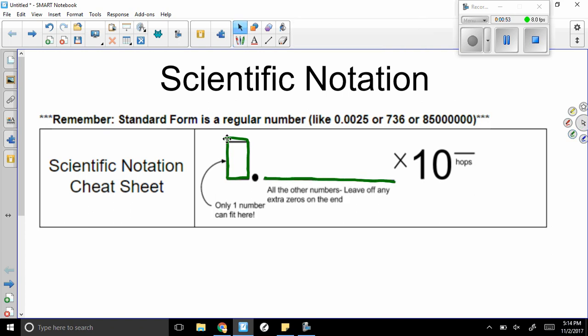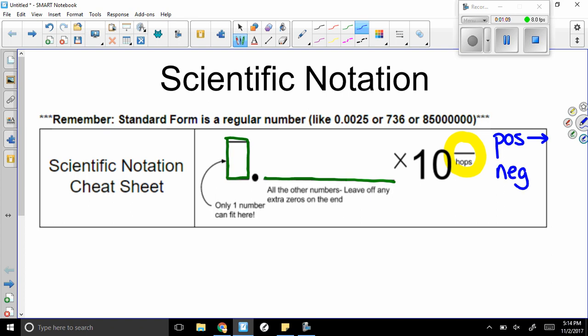One last piece that I really want to draw your attention to is this part right here. That power on that 10 tells you how many hops you will be using. If you have a positive number here, you're going to move to the right. If you have a negative number in that exponent, you are going to move to the left.